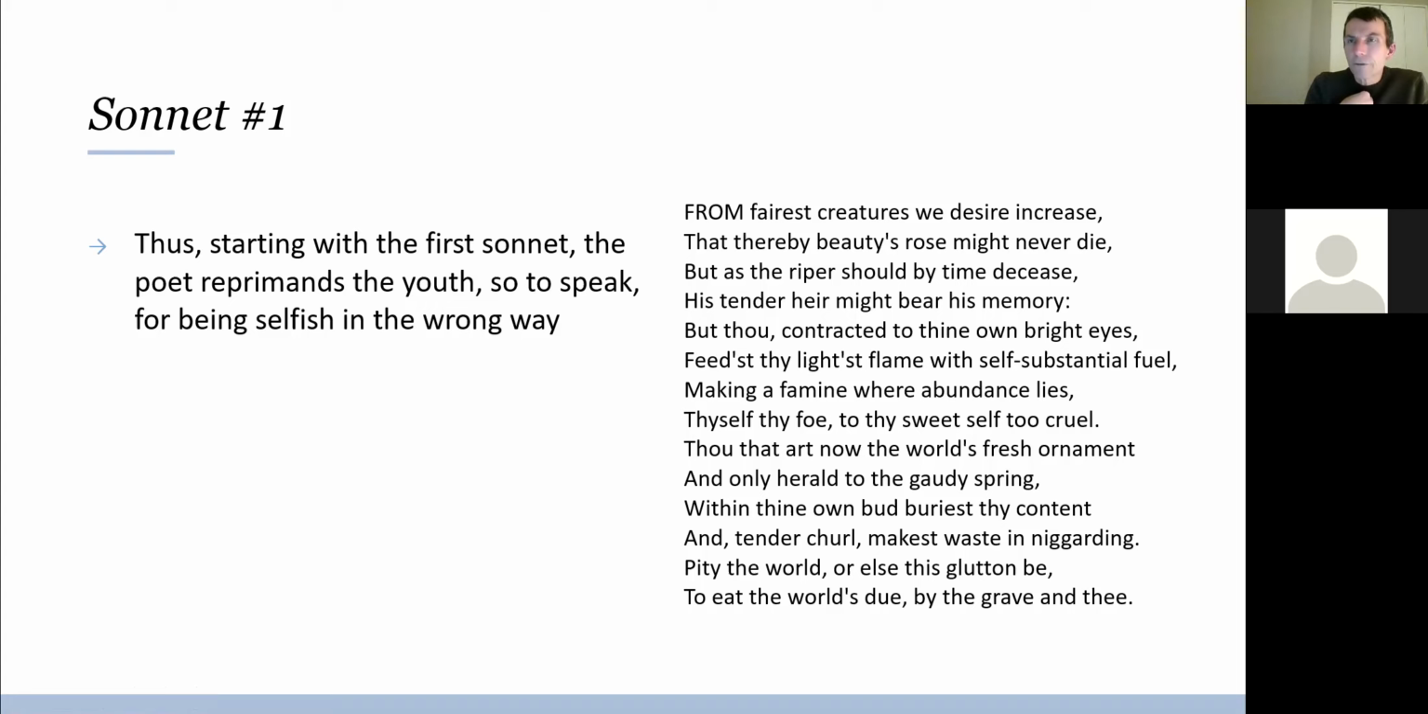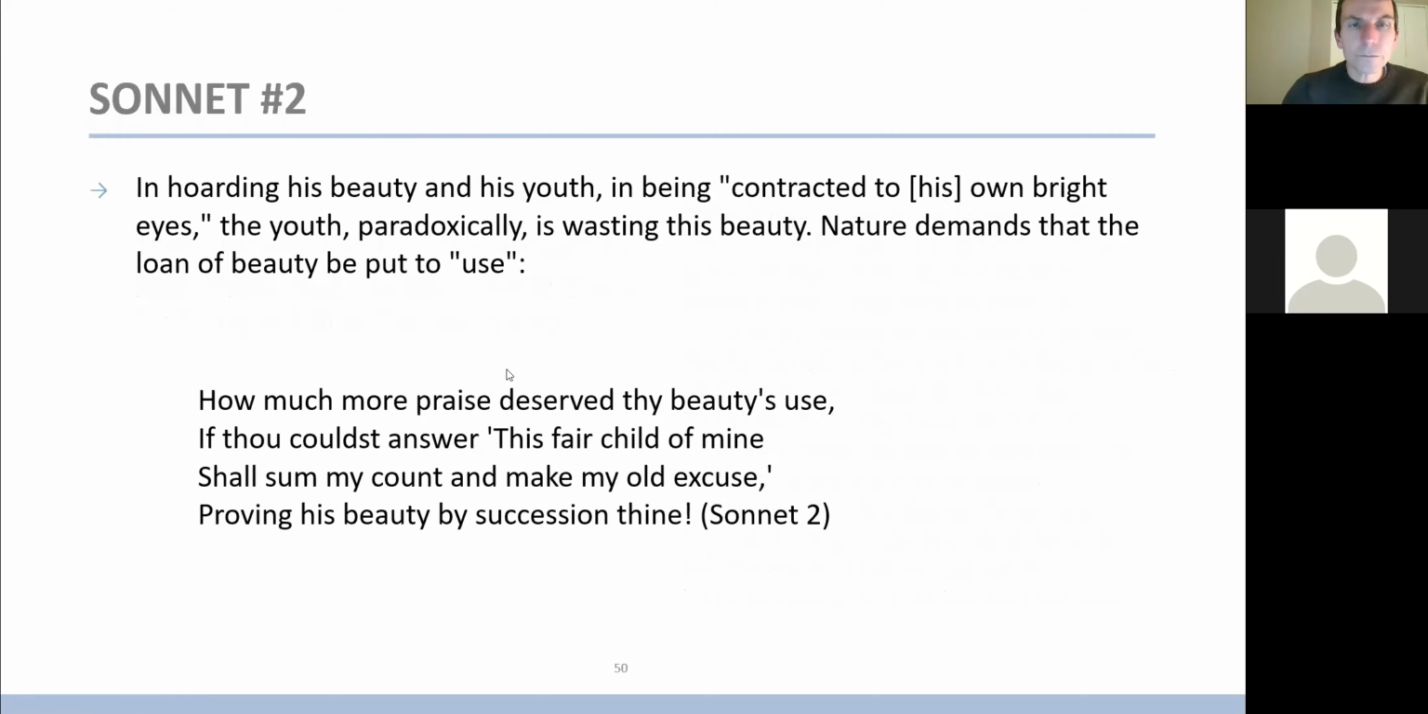You're being selfish in saying, no, I don't want to make the sacrifices needed to be a husband and a dad or whatever, because I'm too selfish. But that selfishness is kind of misplaced, because in a longer view, it's actually hurting the love object.